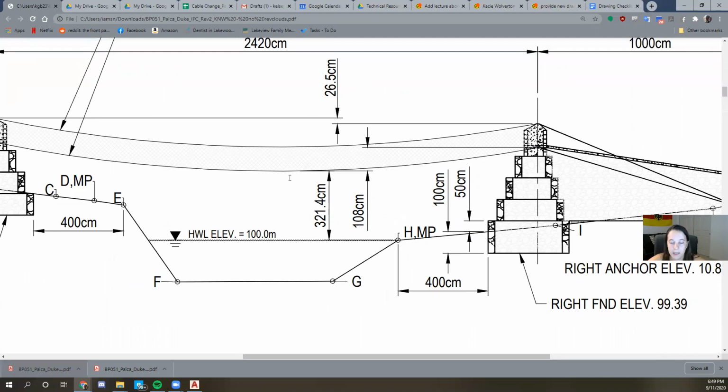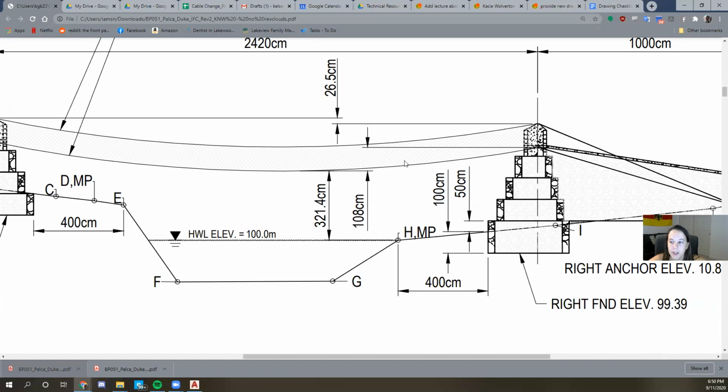That value is all based on your span and your delta H. Now you have to finagle your bridge to make sure that the distance between the lowest point of the cable and the high water level is more than 3 meters. Here on the drawing, I know from my saddle to the low point it's 108, and based on the survey, my freeboard is actually going to be 321.4 centimeters, where the minimum requirement is 3 meters. So there we go.